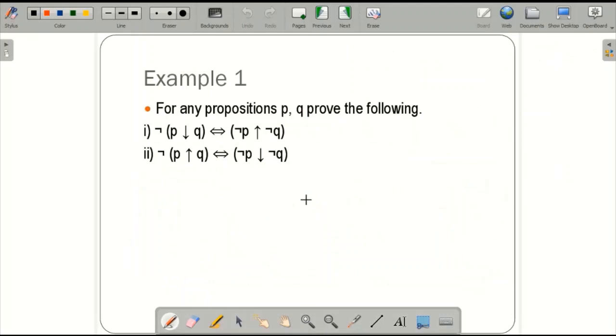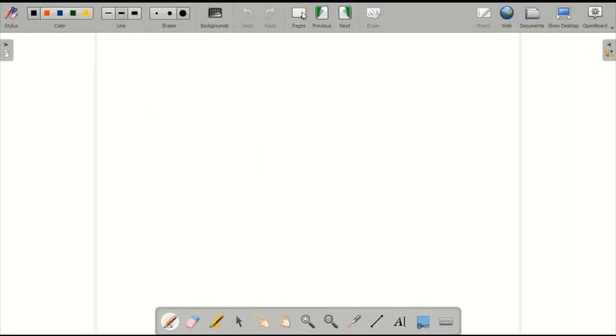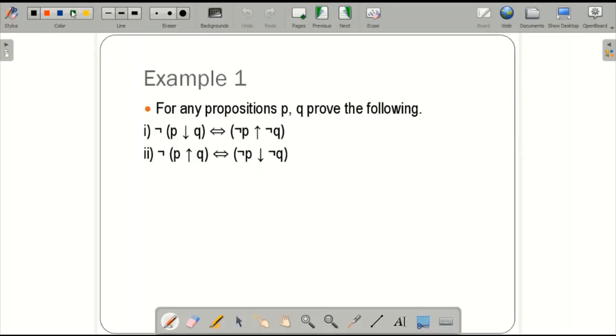Now let us solve the problems. Example 1: they have stated that for any propositions P and Q, prove the following. So let us take a new page and solve over there. The first question is, for any propositions P and Q, you have to prove that this is logically equivalent to this. You can see here it is NAND, here it is NOR. Remember the symbol notation, students.